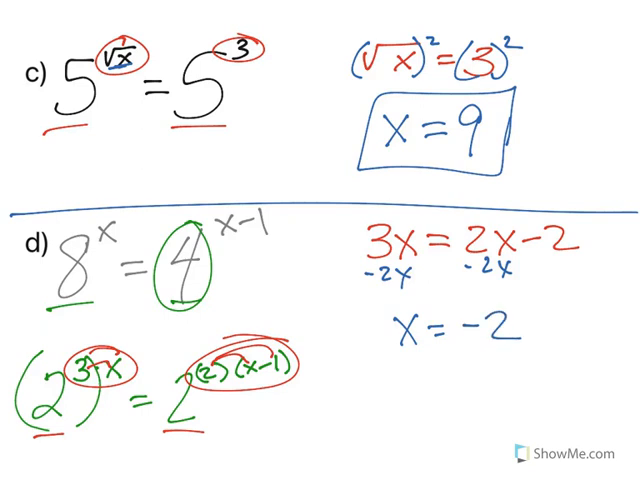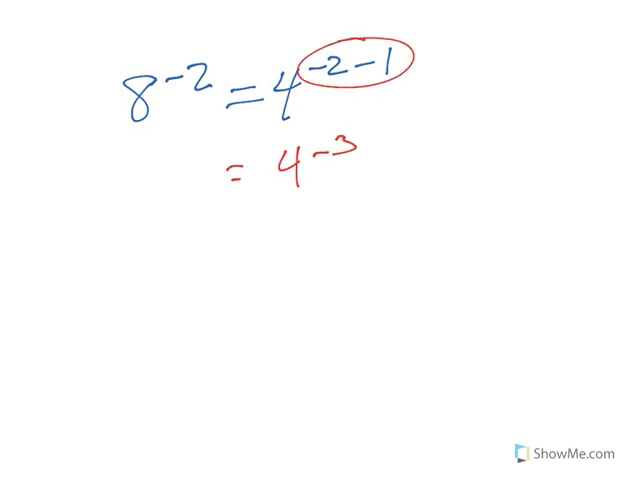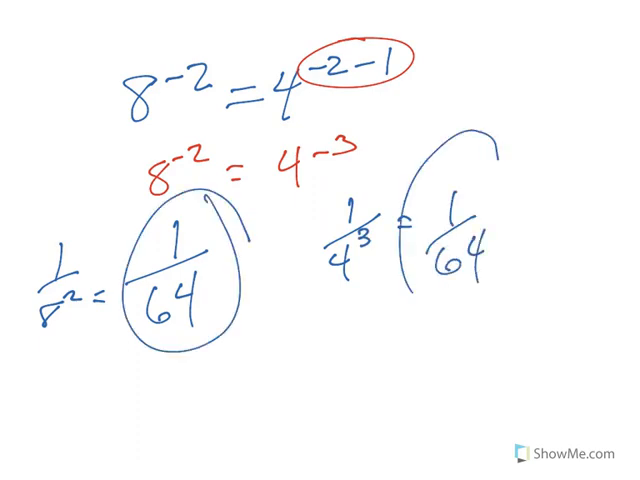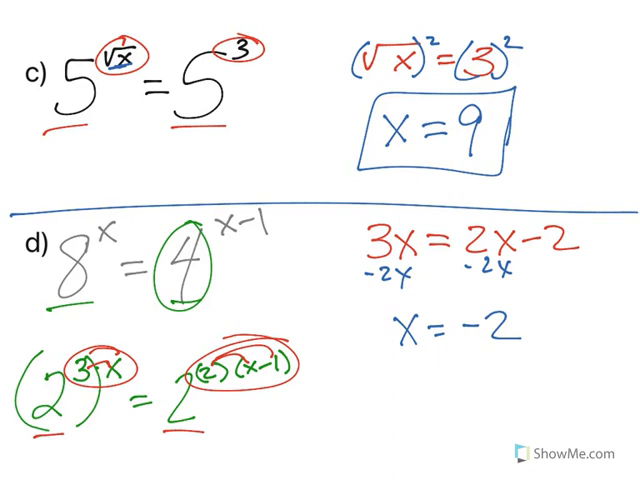If you plug this in, okay? So if I have 8 to the negative 2 equals 4 to the negative 2 minus 1. Well, negative 2 minus 1 is the same as negative 3. What is 8 to the negative 2nd power? Well, we flip it, and that makes it 1 over 8 squared, which is 1 over 64. 4 to the negative third is 1 over 4 to the third, which is 1 over 64. There they are. They're the same. So you can always go back and check your work. But the key is, if you can get the bases to be the same, match the exponents, solve the equation. Fun, fun stuff.